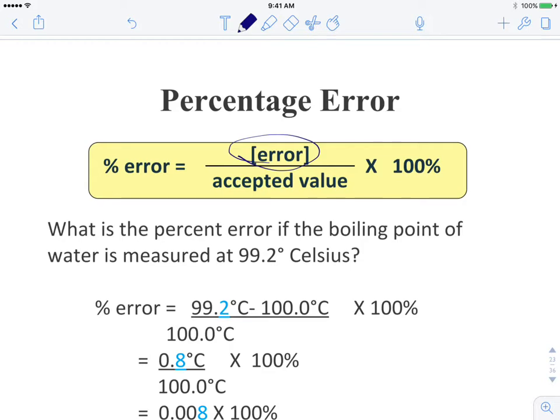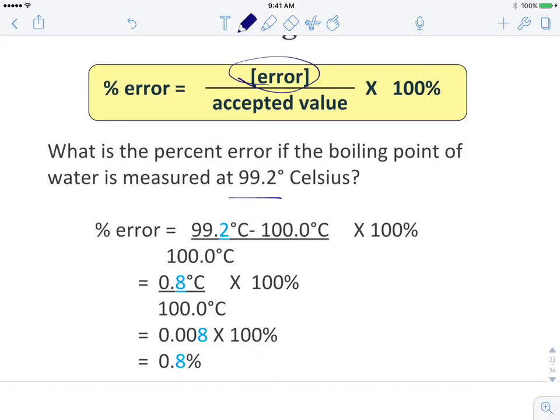So this gives you an idea of how accurate your result is in terms of the percent correct. Here's an example where they give you 99.2 degrees Celsius as the measured boiling point, and the accepted value is 100. So they subtract the measured minus the accepted, and then they divide it by the accepted and times it by 100. So the difference is 0.8 divided by 100 times 100, so then the percentage is just 0.8%.